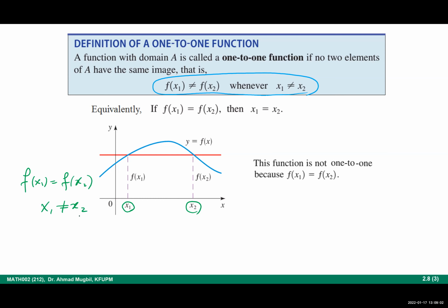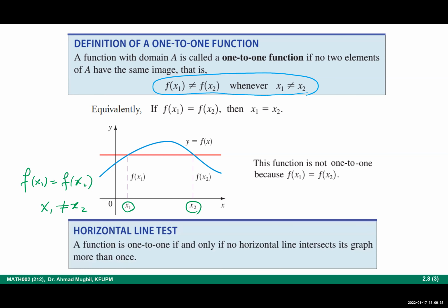In fact, you can know that from the graph. If you have the graph, you can know whether the function is one-to-one or not. Look here. Do you remember what is the test that we had in MATH001 for functions? How to know, if you have an equation or a graph, whether it is a graph of a function or not? By the vertical line test. Here we have a similar one, but we call it the horizontal line test because of course we use it here for the function, not for the inverse. So here, this is called the horizontal line test.